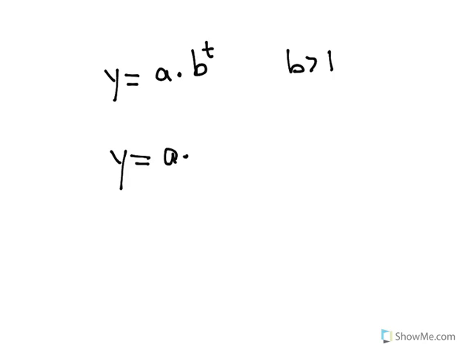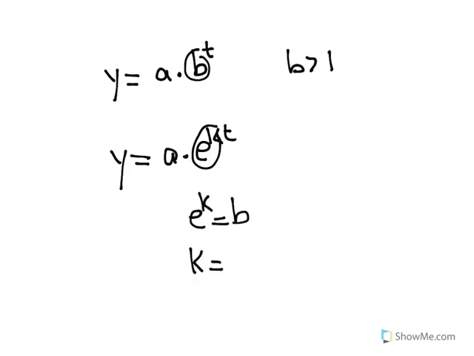So what did we learn today? We learned that we can represent exponential growth as a times b to the t when b is greater than 1, and we can represent continuous growth as a times e to the kt. e to the k is equal to b, and to find k, I'm going to find ln of b.